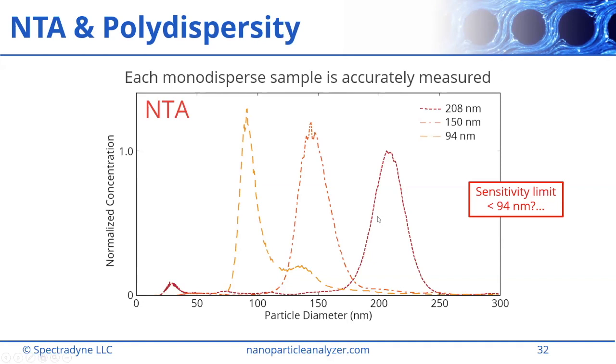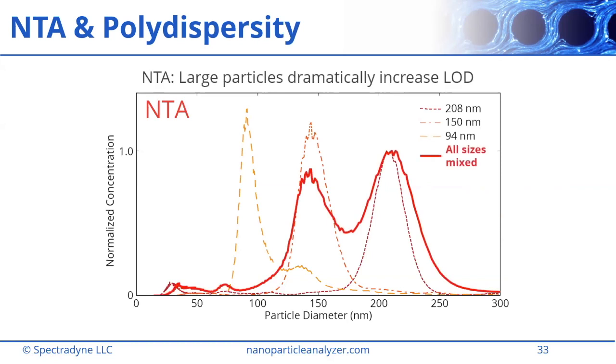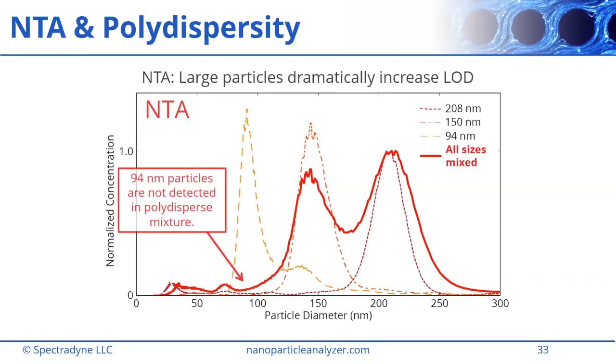So here's where we put a twist in the experiment. Let's mix these three samples together and make a polydispersed sample, with a range of different sizes. When we do that, this is the curve that we measure. So what's happening here is that we don't see the 94 nanometer particles. They have totally disappeared in the measurement, even though they're in there at an equal concentration as the other ones.